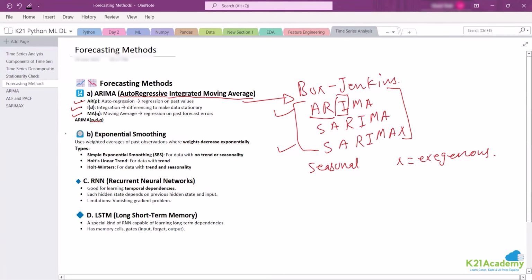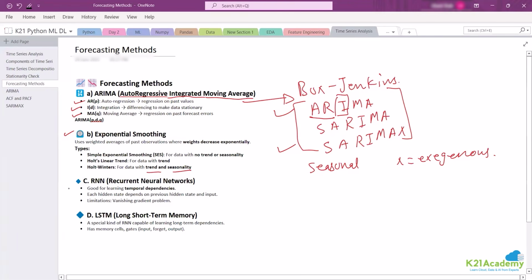The second is exponential smoothing. Exponential smoothing uses the weighted average of past observations, where the weights decrease exponentially. There are three types of exponential smoothing: simple exponential smoothing, Holt's linear trend, and Holt-Winters exponential smoothing, where we consider the trend and the seasonality.